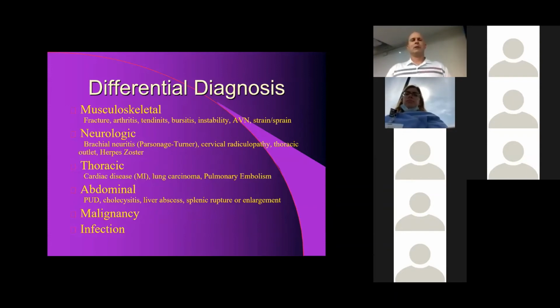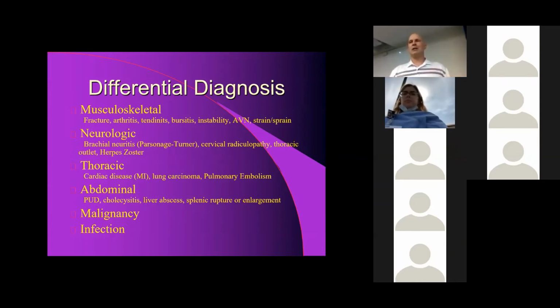Okay. So, things in your differential diagnosis of shoulder pain. Obviously, I work in orthopedic clinics, and musculoskeletal problems are the things we see most often. Fracture, arthritis, tendonitis, bursitis, instability. People can get AVN of the humeral head, and those things can happen. Sprains, strains, all those things are quite common. The other things on the list are things to at least keep in the back of your mind, especially in cases that just don't seem to be going like you think they should.